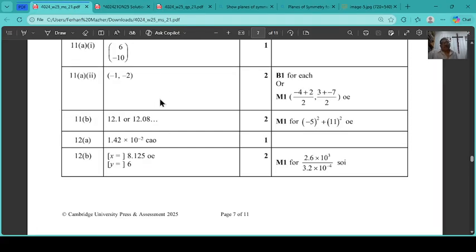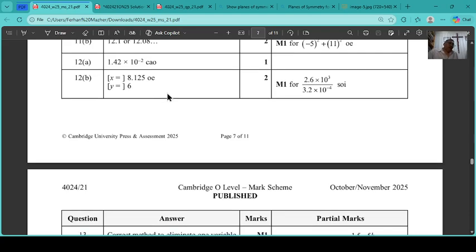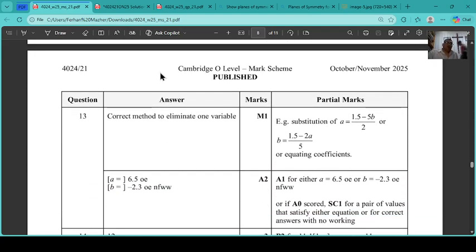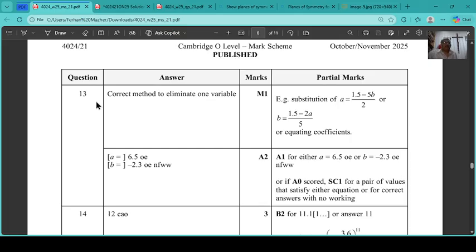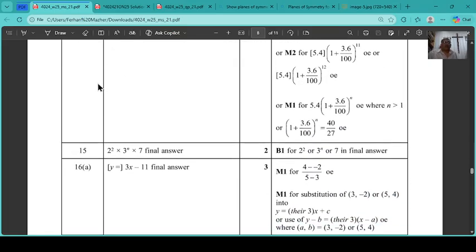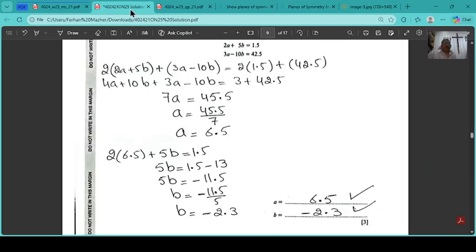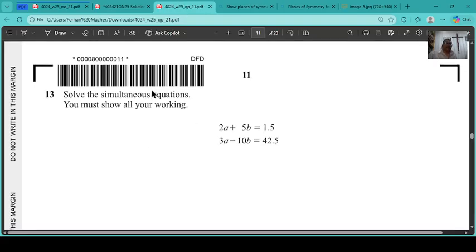So let's check. 6.5 and minus 2.3. So our answers are right, sir. So we are done with question number 13 and we are going to the next question. And this is how question number 13 is done. And let's go to the next part.